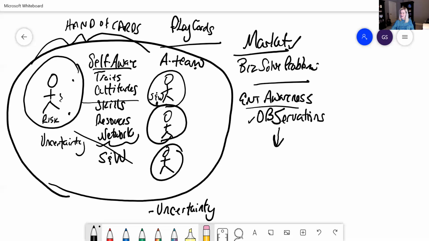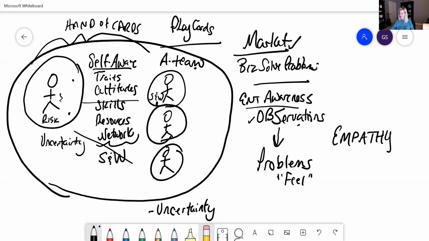We need to take this a step further and we need to identify what the real problems are that the market's feeling because of the observations. This is, how does the market feel? And now we know that in order to go from observations to problems, we have to practice empathy. Empathy is huge. It drives everything.